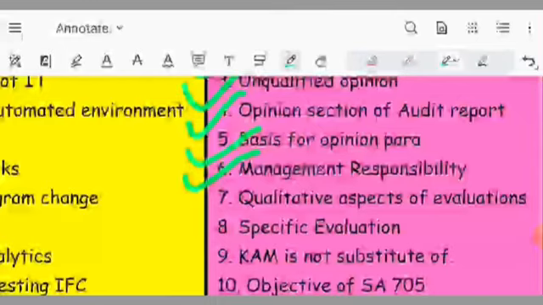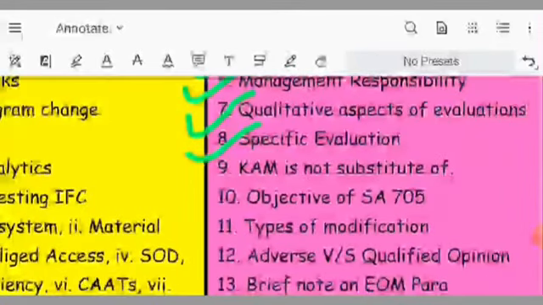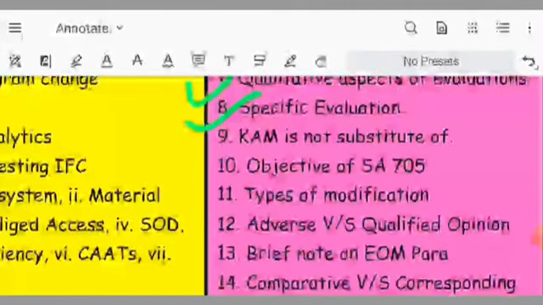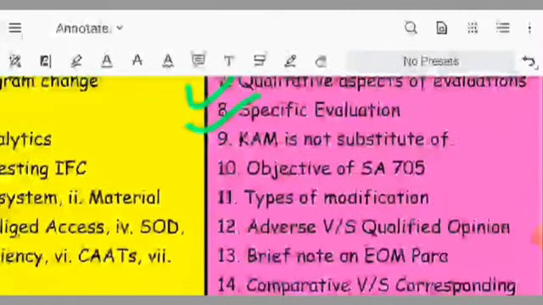Yes, the next is qualitative aspects. I told you in the first question only, their conclusions are based on the evaluations, and evaluations can be qualitative and specific. Both are covered here. Qualitative and specific, both the questions go hand in hand, that's why I covered them together here, right? After these 2 questions, we are left with only 6 questions of this. Then we will have completed our 700 series and audit in automated environment important questions revisions.